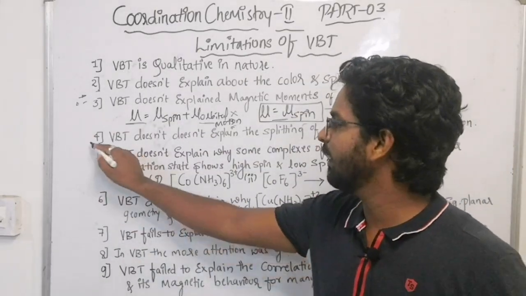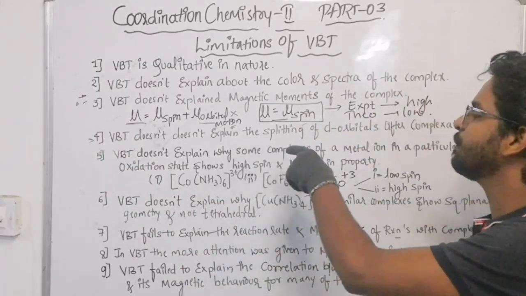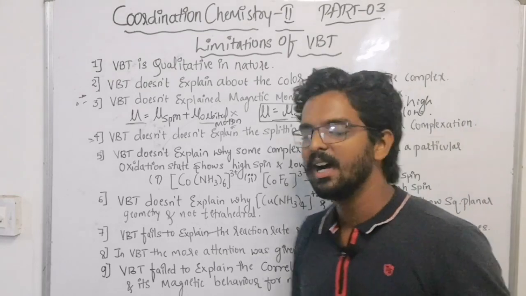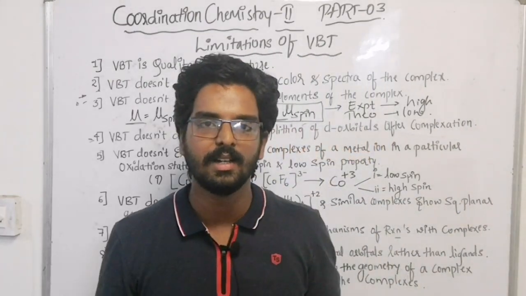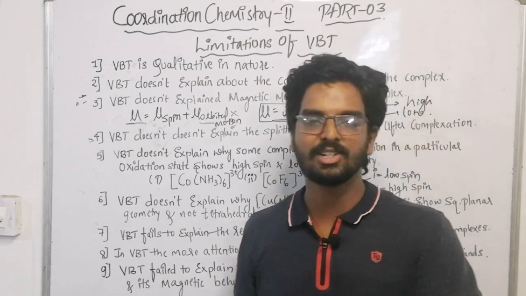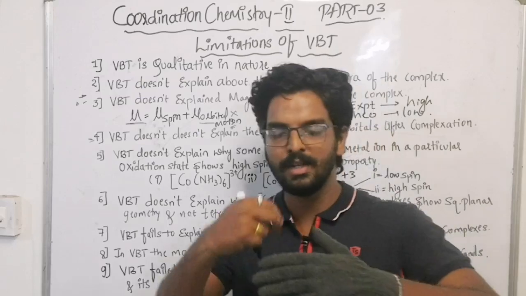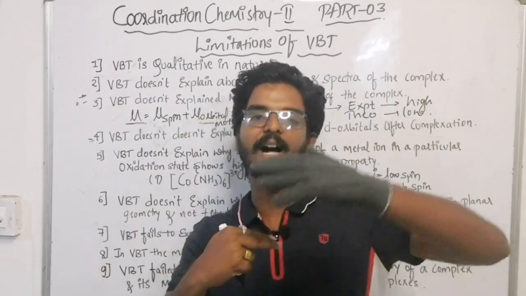So the third limitation here is very simple. VBT doesn't explain the splitting of d orbitals after the complexation. See here. When the different theories came, like CFT, crystal field theory, ligand field theory, in all those things, the d orbital was splitting up into a lower energy level and a higher energy level.